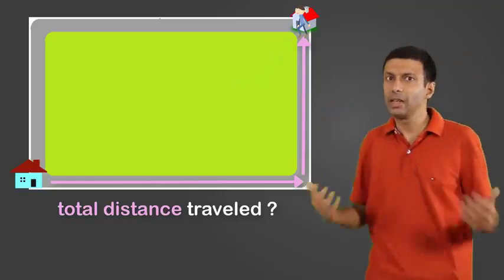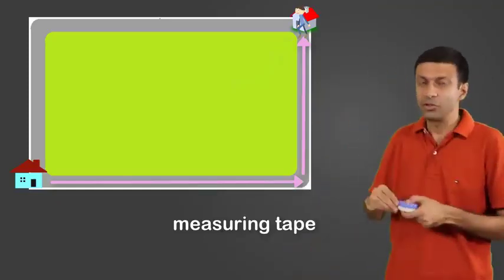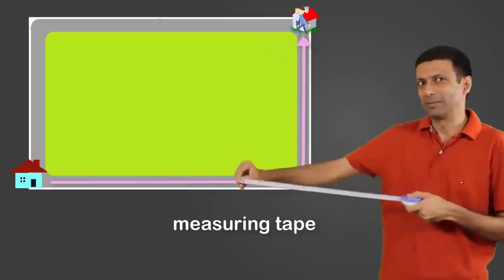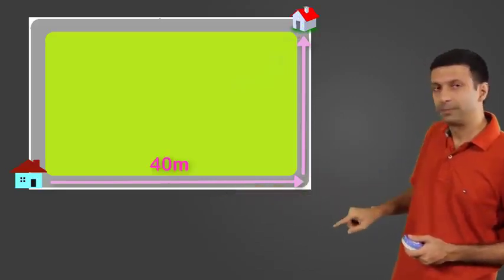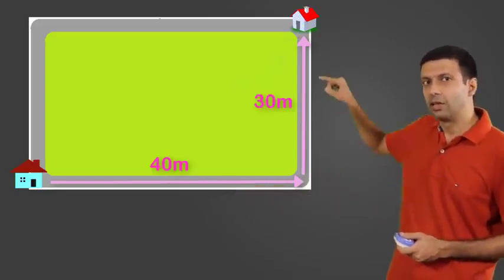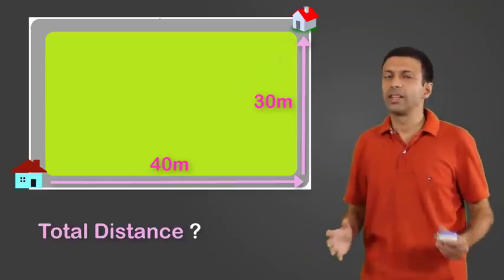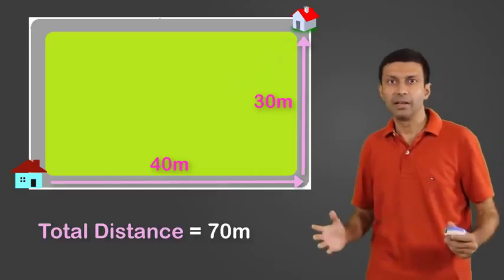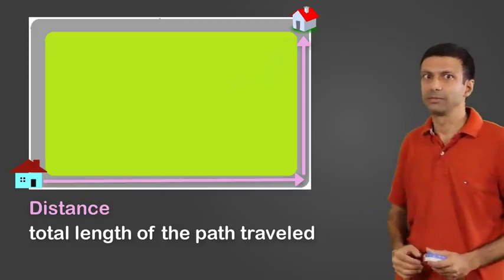Now how will you practically measure it? That's right, you can use a measuring tape like this, but you need a really long one. Now let's say this length is 40 meters and this length is 30 meters. So what is the total distance traveled? It's going to be 70 meters. And distance is defined as the total length of the path traveled.